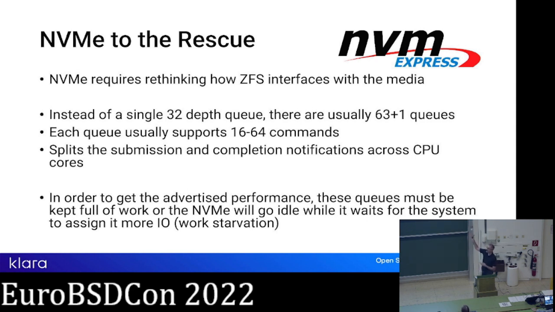The NVMe spec actually goes all the way up to 65,000 queues. I've never seen a device that does that many yet, but we designed it so that you could queue that much stuff off that many CPUs and really get a lot of stuff going. But in order to get the advantages of this, we have to be able to send enough work to the NVMe to actually saturate it. And oftentimes, the bottleneck ends up being in ZFS, not in the NVMe, with the way it's built right now.